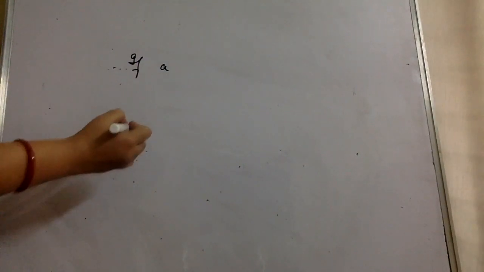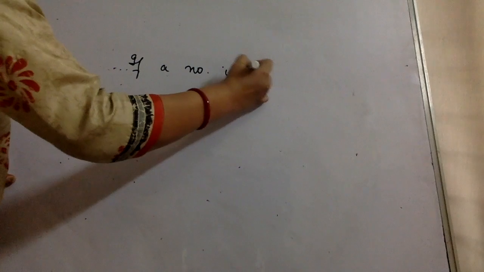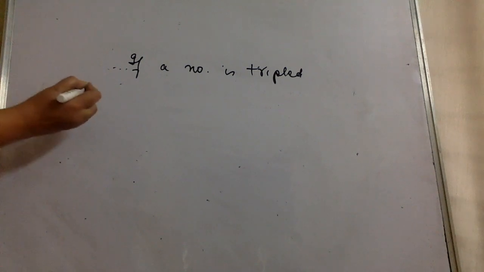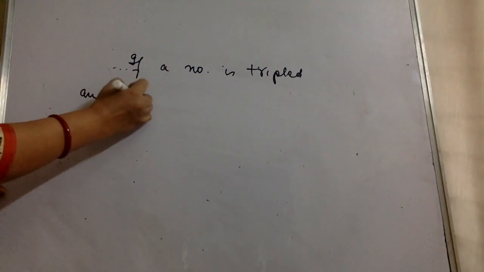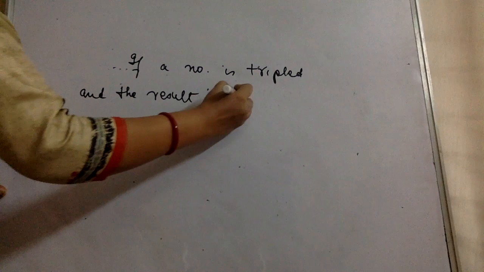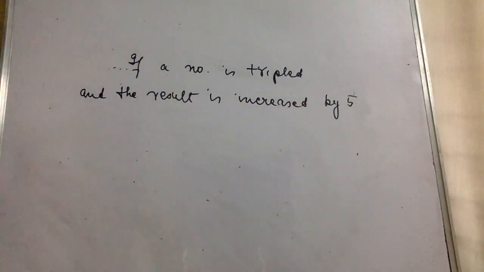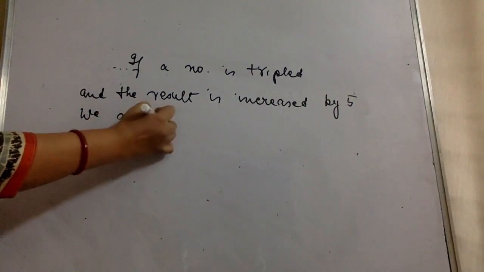The next sum is, if a number is tripled and the result is increased by 5, we get 50. Find the number.